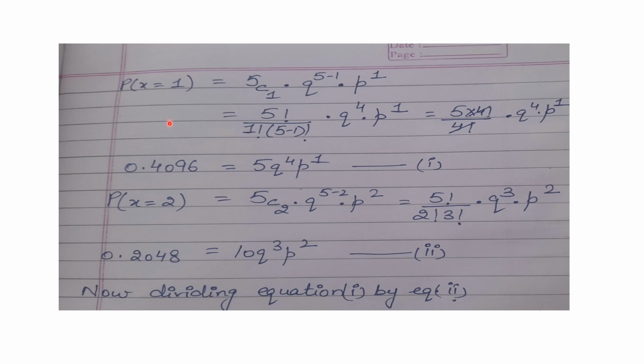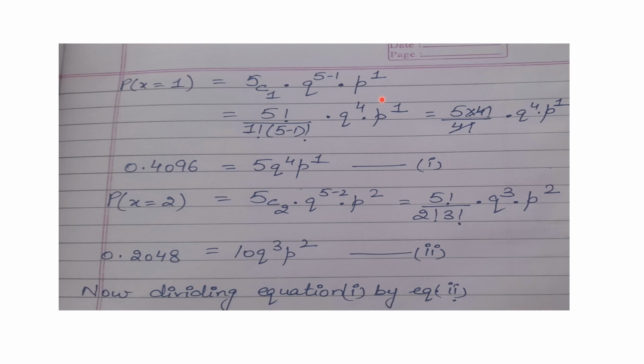Now substituting all the available values in the formula while calculating the probability of 1 success. So we have written here probability of 1 success is equal to nCx. In place of n we have substituted the value 5. C stands for combination and this 1 stands for success, which is x. 5C1 into q, we don't have the value of q. q denotes the probability of failure into p. p stands for probability of success.